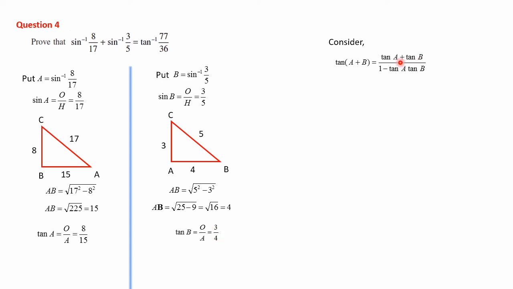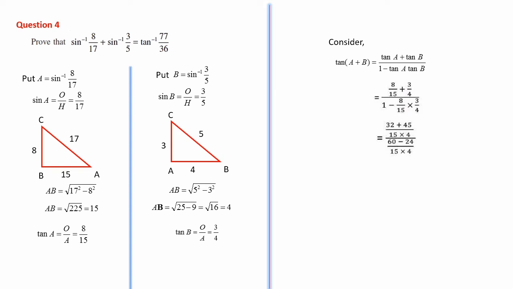Now all the required measurements are with us. Let's substitute. Tan A plus tan B. Tan A is 8 by 15 plus 3 by 4, substituted here, over 1 minus 8 by 15 into 3 by 4. Again, normal calculation. In the numerator, 15 into 4, we can take as LCM. Then 8 into 4 is 32. Then 15 into 3 is 45. And in the denominator also 15 into 4 as LCM. 15 into 4, that is 60, into 1 is 60. 8 into 3 is 24. Divided by 15 into 4.